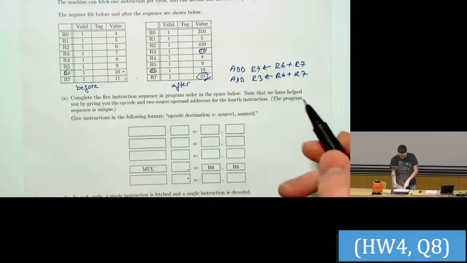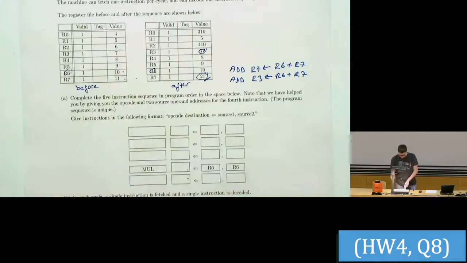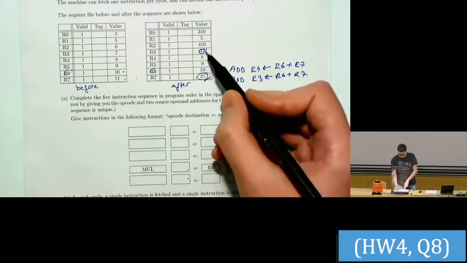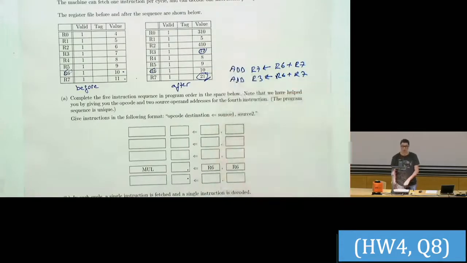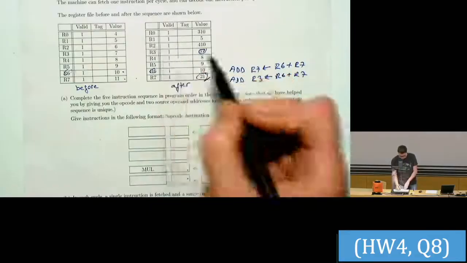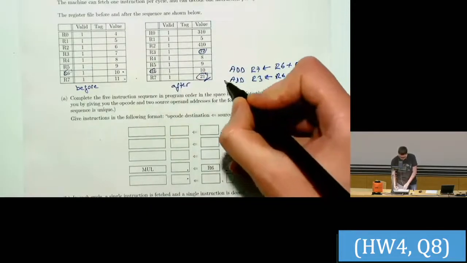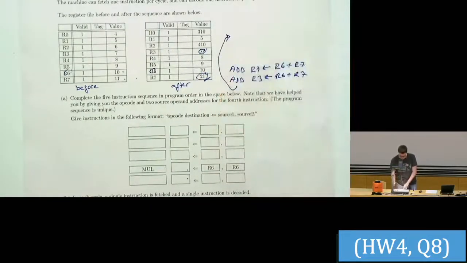Other values that are updated are R0 and R2. So for R0, we already calculated 31 here, and we have 10, and we have the multiplication instruction. So we can multiply those two registers and write the result to R0. It will be a bit ugly, but this is the next instruction here.